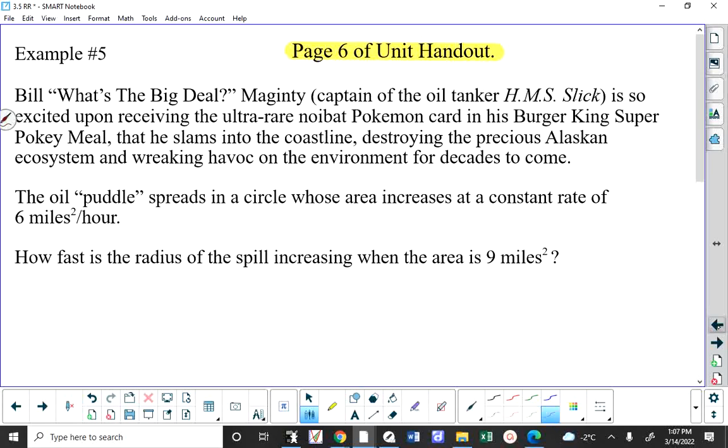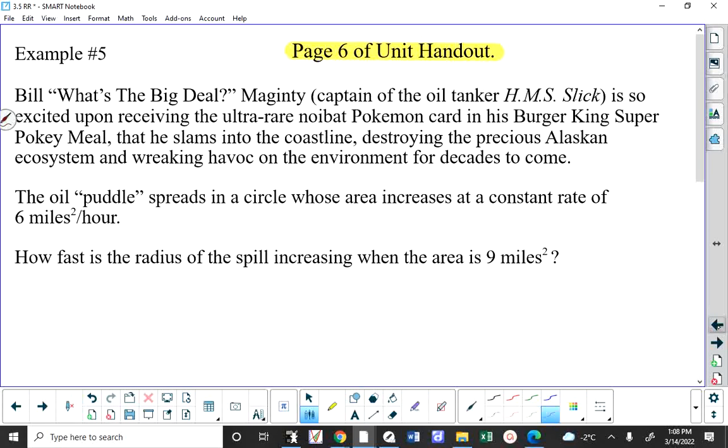Bill, nicknamed What's the Big Deal McGinty, is the captain of the oil tanker HMS Slick. And he's opened up his Burger King Super Poke Meal, and he's got the really rare Noibat Pokemon card. And he's freaking out, and he slams into the coastline, not paying attention. This puddle spreads in a circular area, and the area is increasing at a constant rate of 6 square miles per hour.